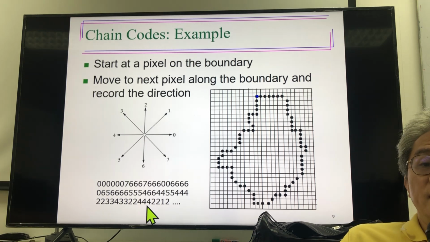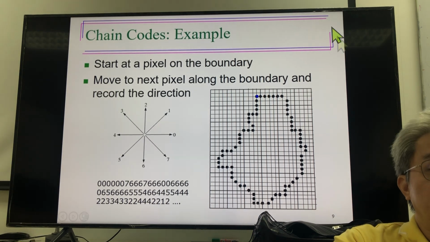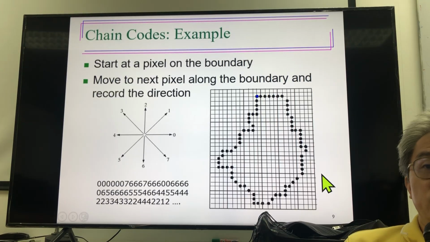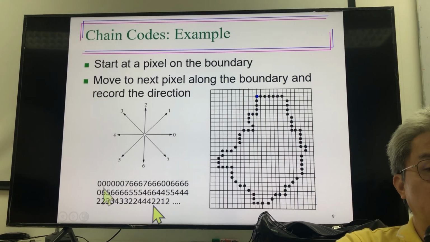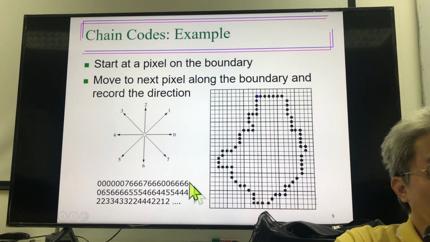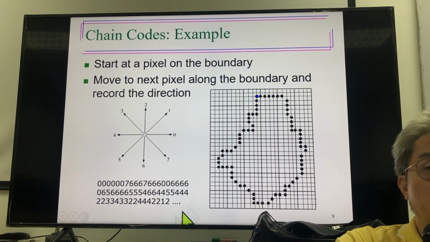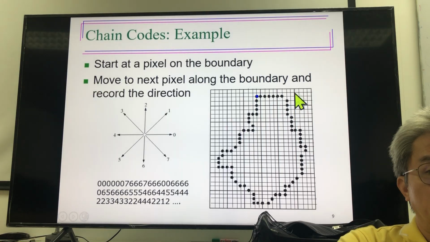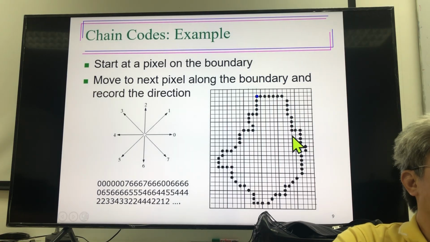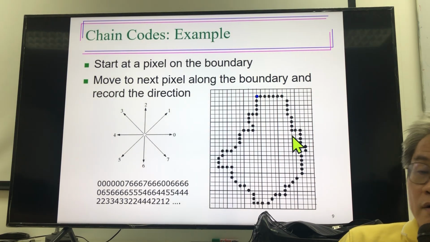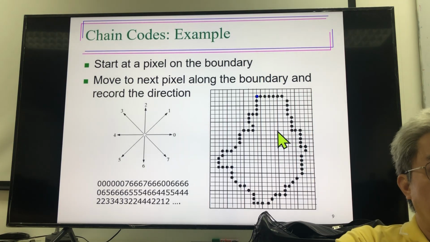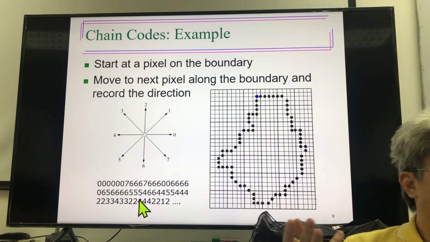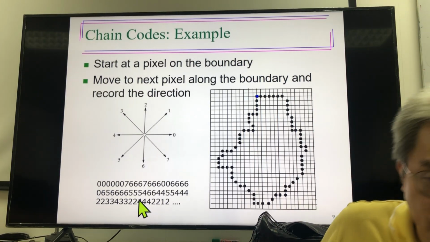So instead of keeping this object, we no longer need to keep this object. You translate it into a chain code like this. If I give you a chain code, can you draw the object? Of course you can. But which one is easier to represent? The chain code, right? It's more compact that way.